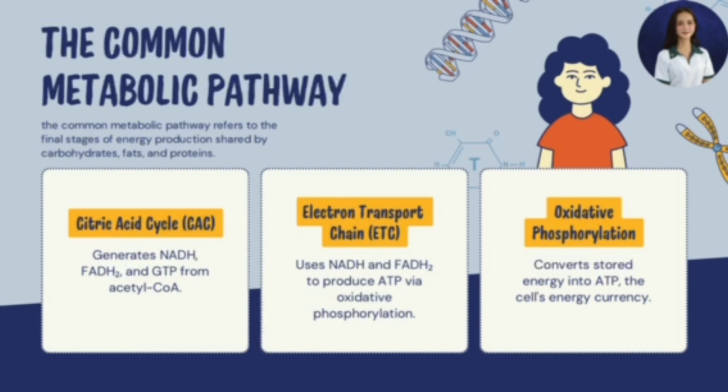Second, the electron transport chain. It uses NADH and FADH2 to produce ATP via oxidative phosphorylation. Lastly, we have oxidative phosphorylation. It converts stored energy into ATP, the cell's energy currency.